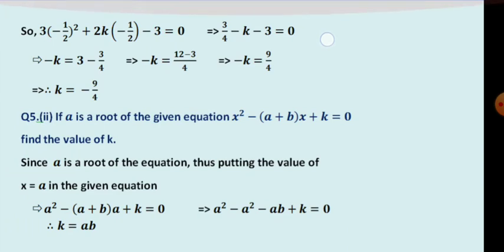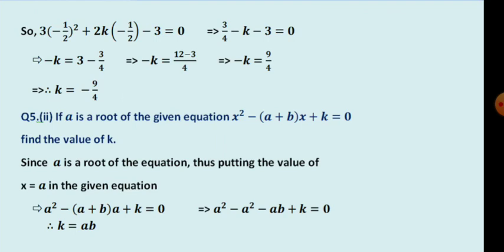So this will give us 3 into 1 by 4, that is 3 by 4. Here 2 and 2 will get cancelled. So we'll have minus k minus 3 equals to 0. So keeping k on the left hand side, that is minus k equals to, and we'll bring the numbers on the right hand side. So we'll have plus 3 minus 3 by 4. So minus k is equals to, taking 4 as the LCM, we'll have 12 minus 3 in the numerator. So minus k is equal to 9 by 4. Now multiplying the negative sign on both sides, we'll have k equals to minus 9 by 4.